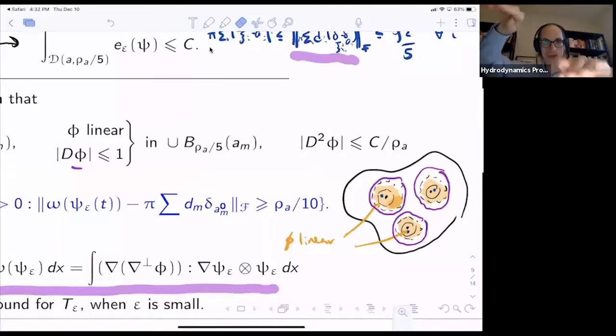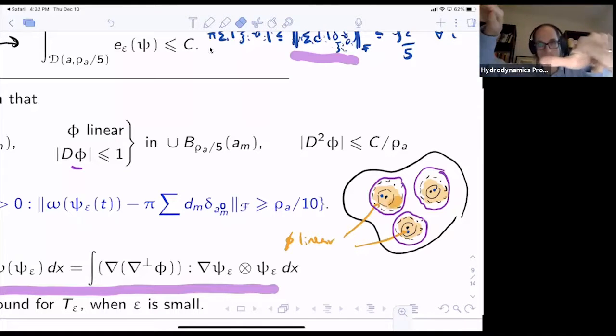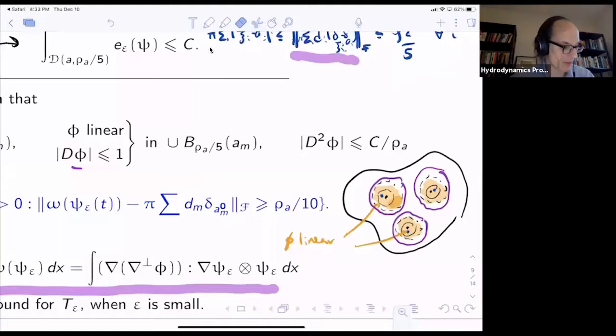And so on the boundary of the ball, its maximum height will be of order rho sub a. Then it goes down to 0 in order rho sub a. And so the gradient will be of order 1, and then the second derivative will be of order 1 over rho sub a. The gradient changes by an amount of order 1 in a distance rho sub a. So we can arrange it for this to happen.